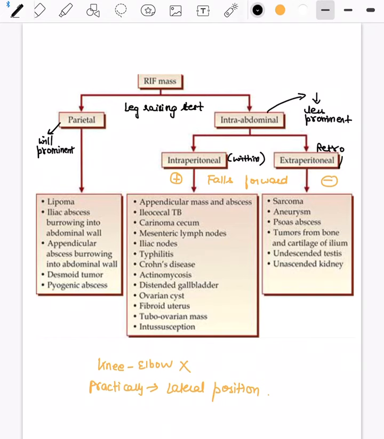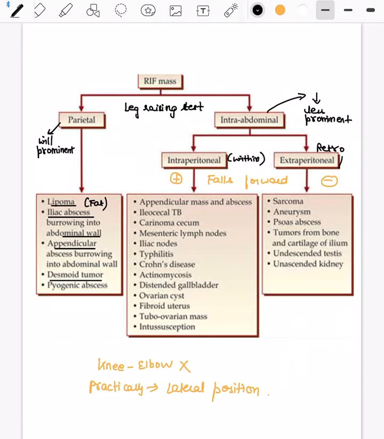Taking our sample example, the right iliac fossa mass, what are the parietal causes? Anything that arises from fat, like a lipoma. If it arises from muscle, a desmoid tumor. Or an iliac abscess which goes into the abdominal wall, or an appendicular abscess. These are examples of parietal mass.